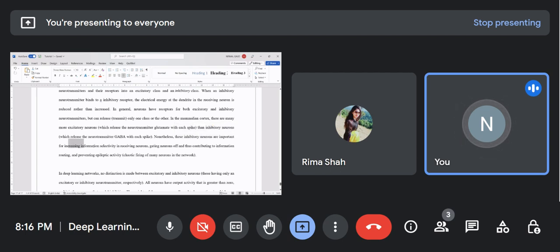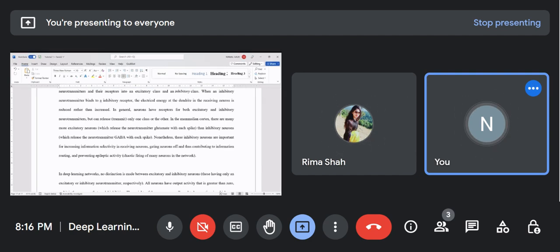Inhibitory neurons are important for increasing information sensitivity, and thus they contribute to information routing, that is, where to transmit and what activity needs to be performed here. So the point is, inhibitory and excitatory are the two types of transmitters which we have mentioned here. Now, do you have any doubt, or let me re-explain it. First, I will explain inhibitory neurotransmitters once again.